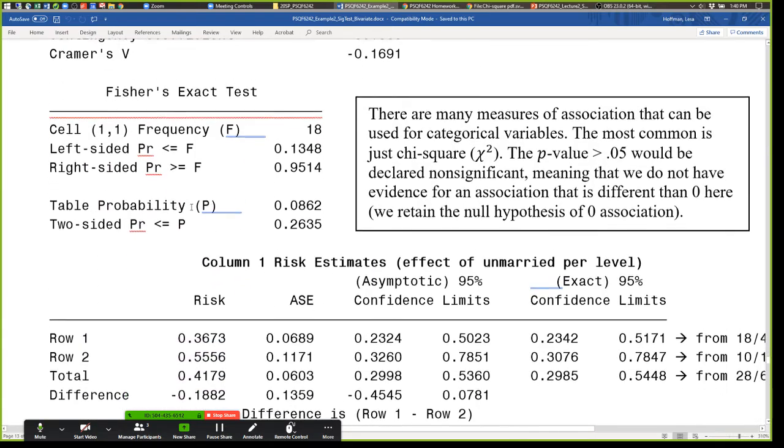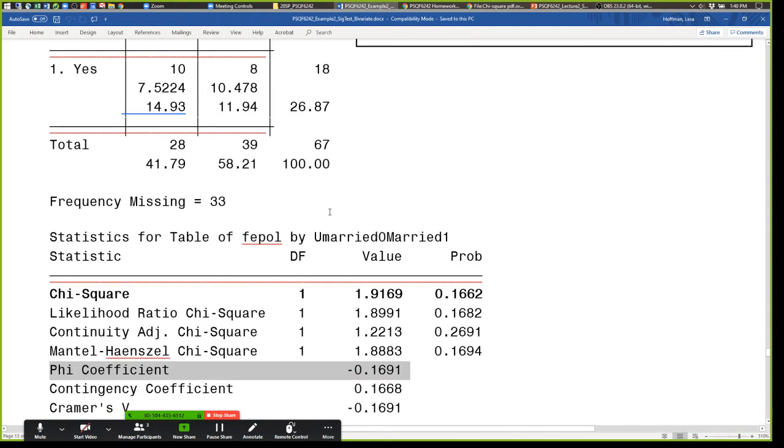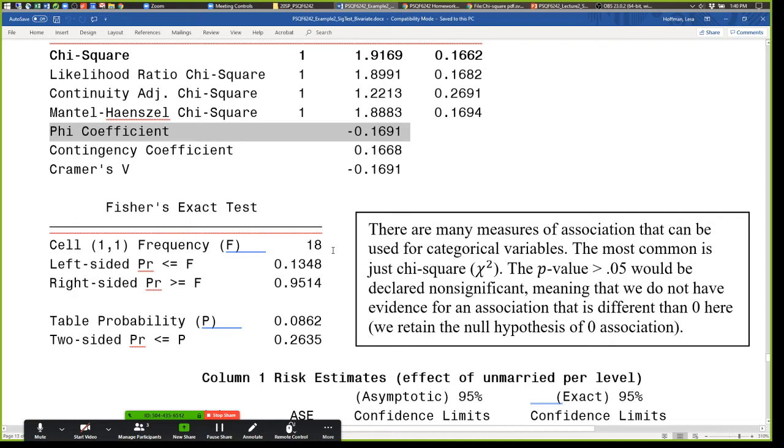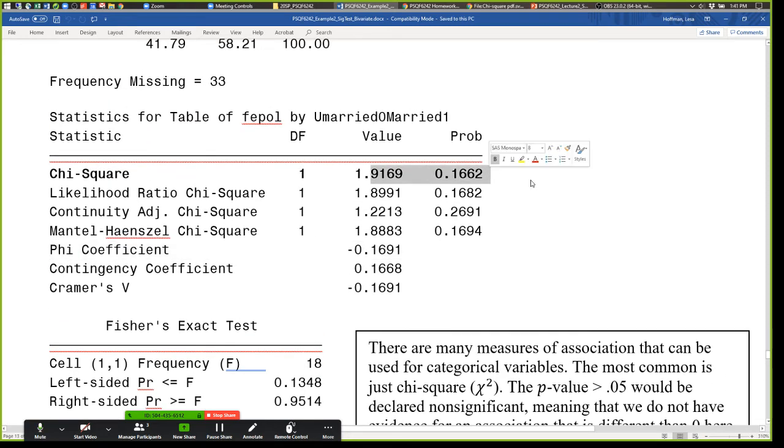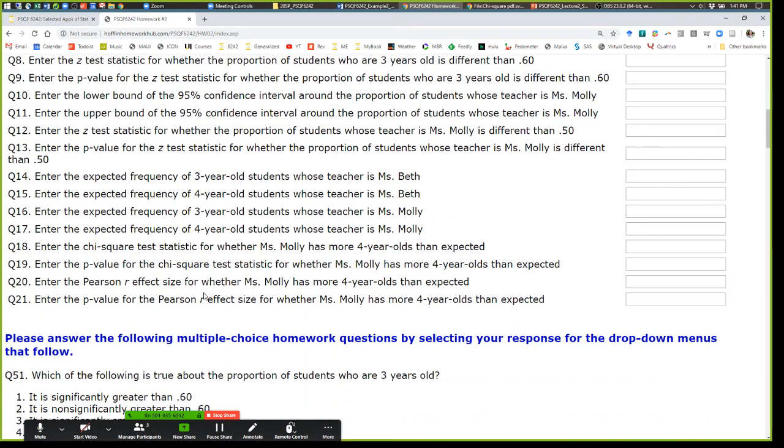And then here's a whole bunch of other p-values that you can ignore for right now. Again, that is for another class that goes into more detail on these models. Isn't one of those for the homework? The one that's for the homework is right here. Just your regular flavor chi-square. Question 21. Quite possibly. Let me see. Question 21. Yeah.